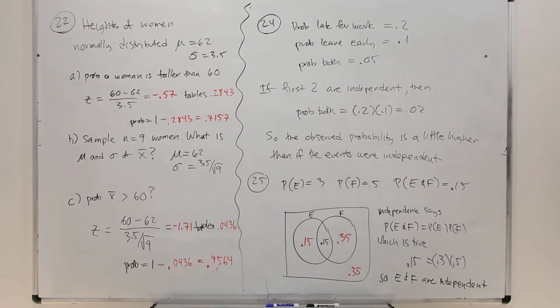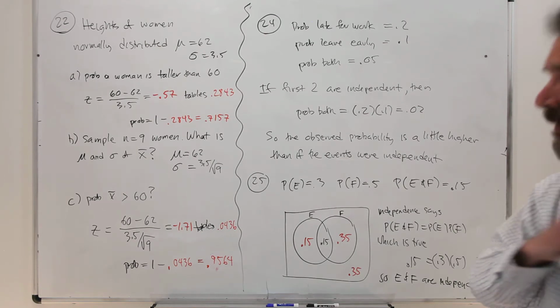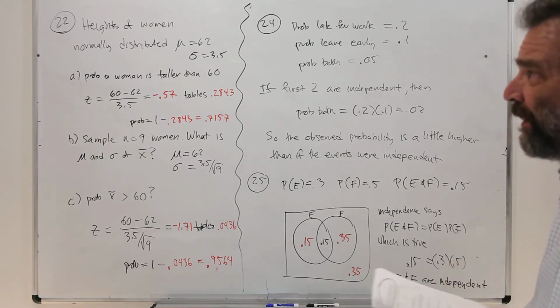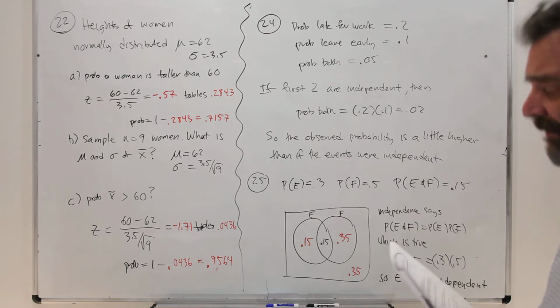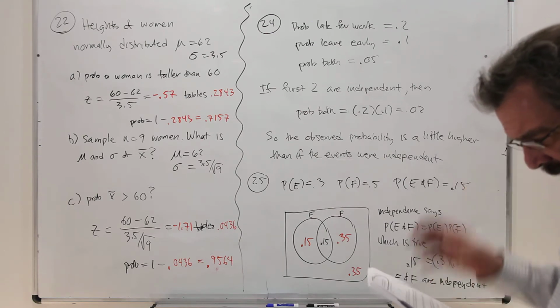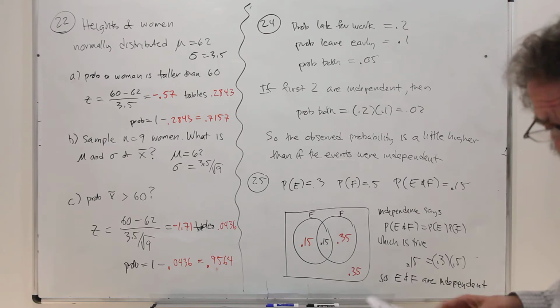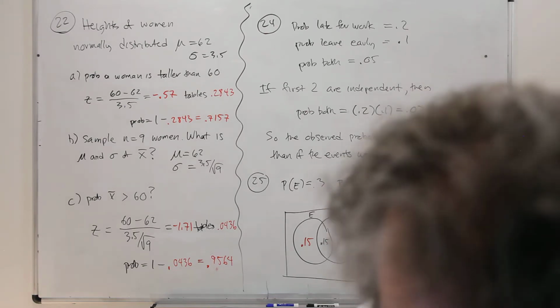Alright, here we go. Run 22. The heights of women are approximately normally distributed with a mean of 62 and a standard deviation of 3.5. I suppose I should put inches. Usually you have units.